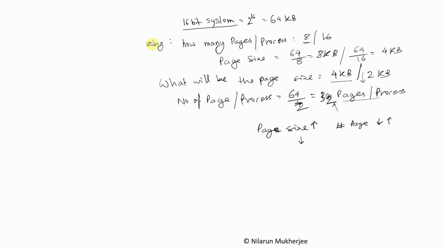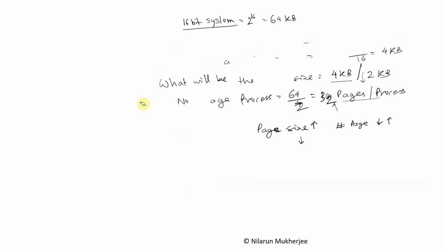Let's fix our setup here. In our example, we have a 16-bit system and memory size of 64 KB. We assume 2 KB page size and the number of pages will therefore be 64 by 2, 32 pages per process.